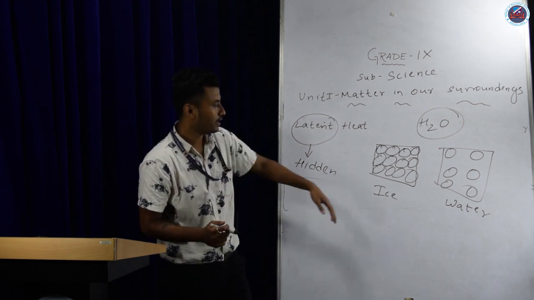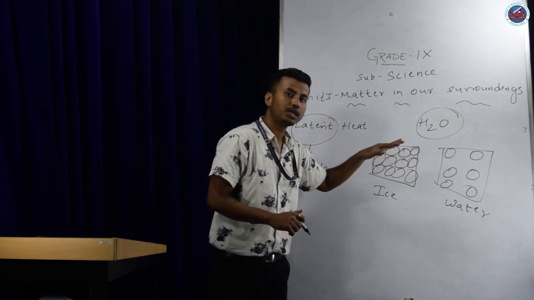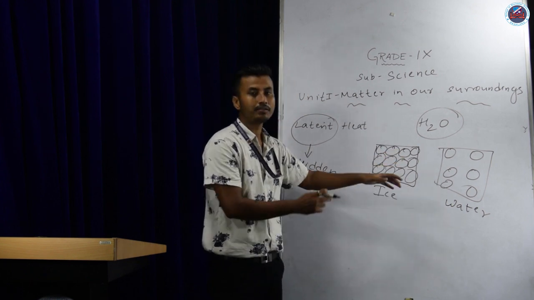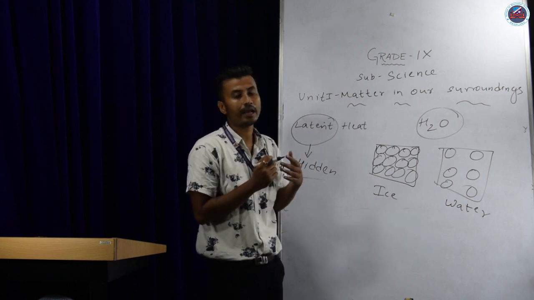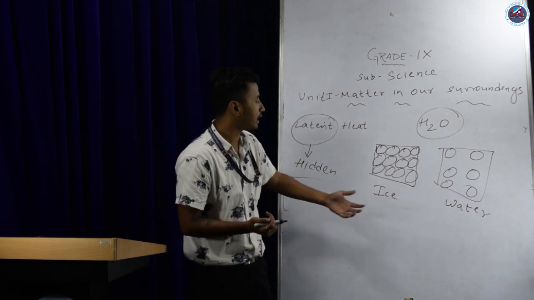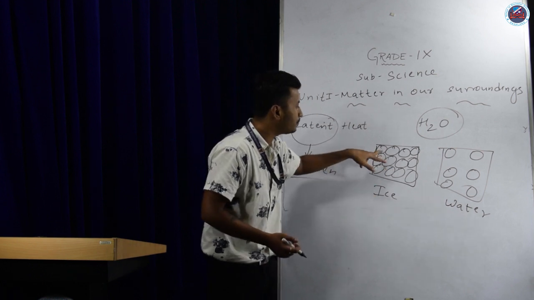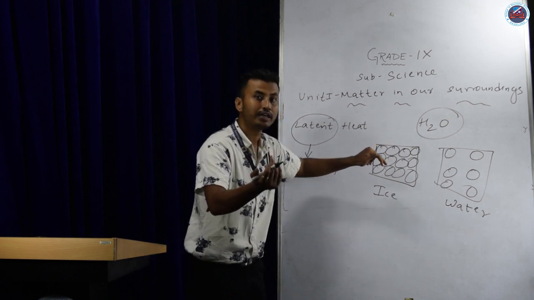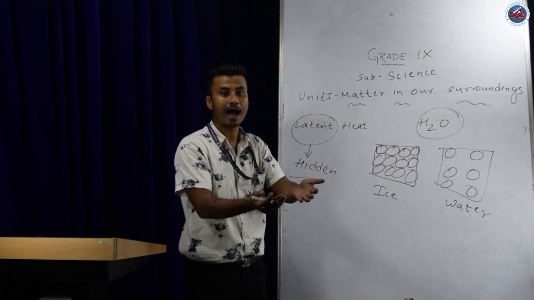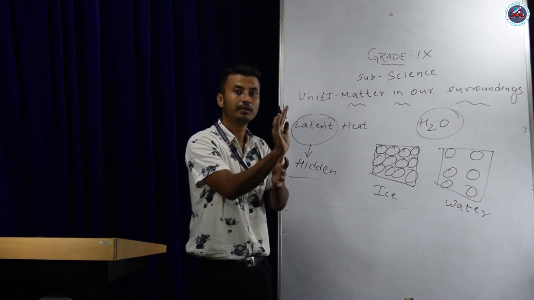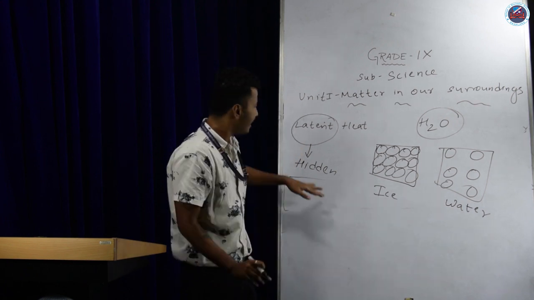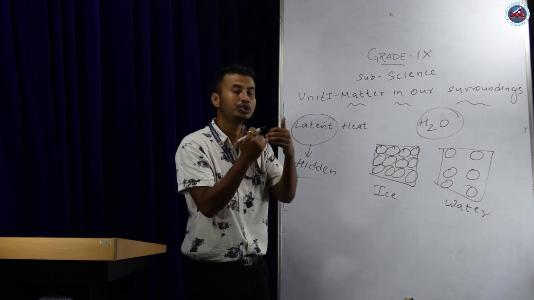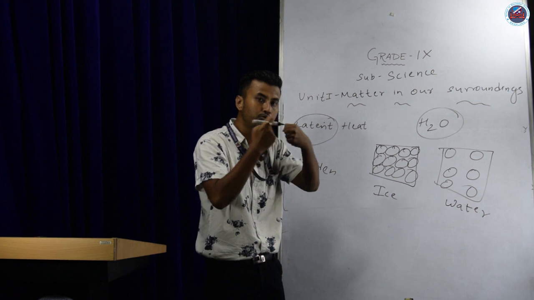But what is the difference here? In ice, the forces of attraction between the particles are very high compared to water. Hence, ice acts as a solid, water acts as a liquid. So in order to convert ice into water, I have to break these forces of attraction between particles. To break this force of attraction between particles, which is already high, we have to increase the temperature. When we increase the temperature, latent heat is provided here. That's why it's called hidden heat, because it is used to break the bond between particles.